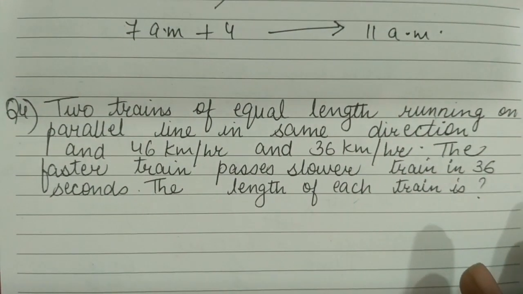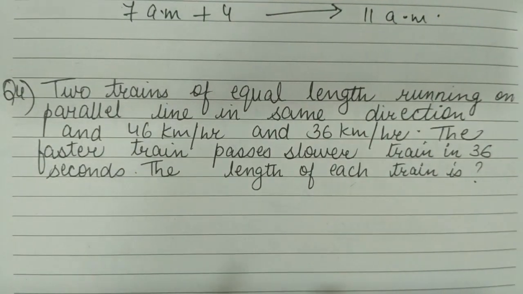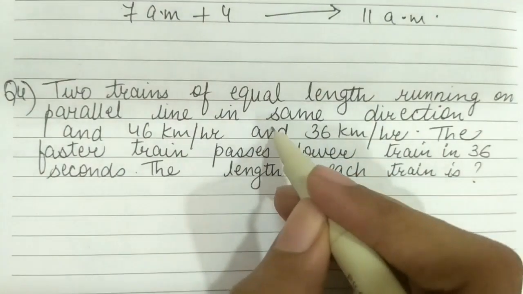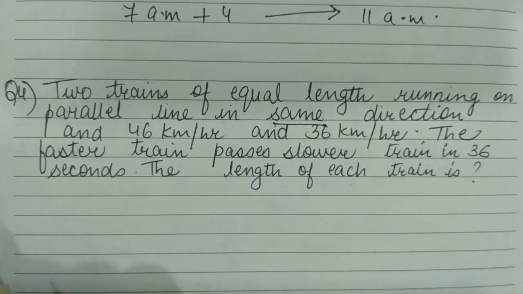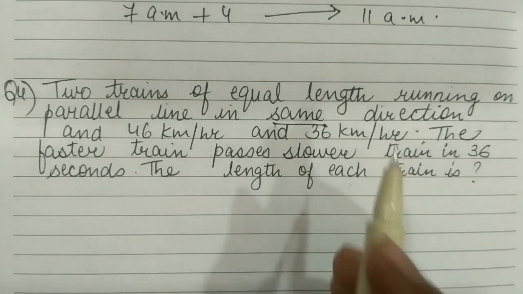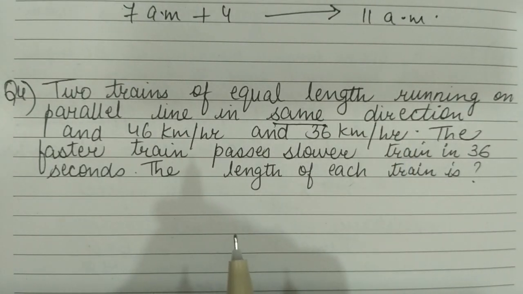The next question is, two trains of equal length running on parallel lines in the same direction. Please note, in the same direction, at 46 km per hour and 36 km per hour. The faster train passes the slower train in 36 seconds. Find the length of each train.